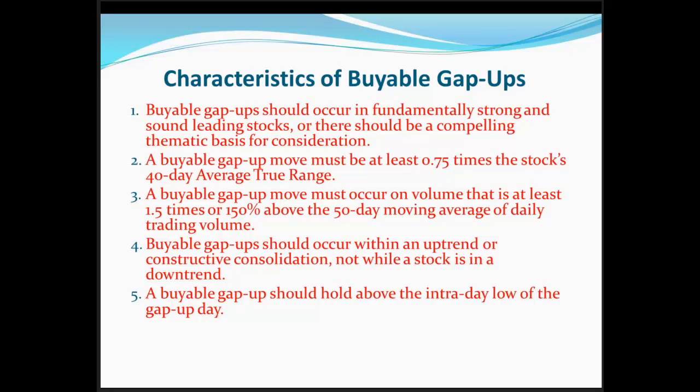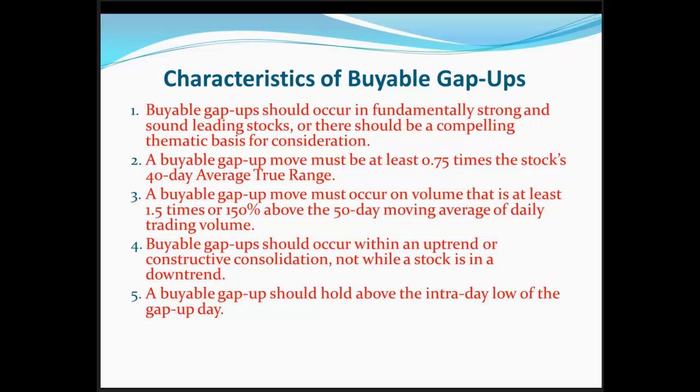And most of all, and of course this is the volume signature, a Buyable gap up move must occur on volume that is at least 1.5 times, or 150%, of the 50-day moving average of daily trading volume. So in other words, if it's trading 1 million shares on average per day, you want to see it trading 1.5 times that.